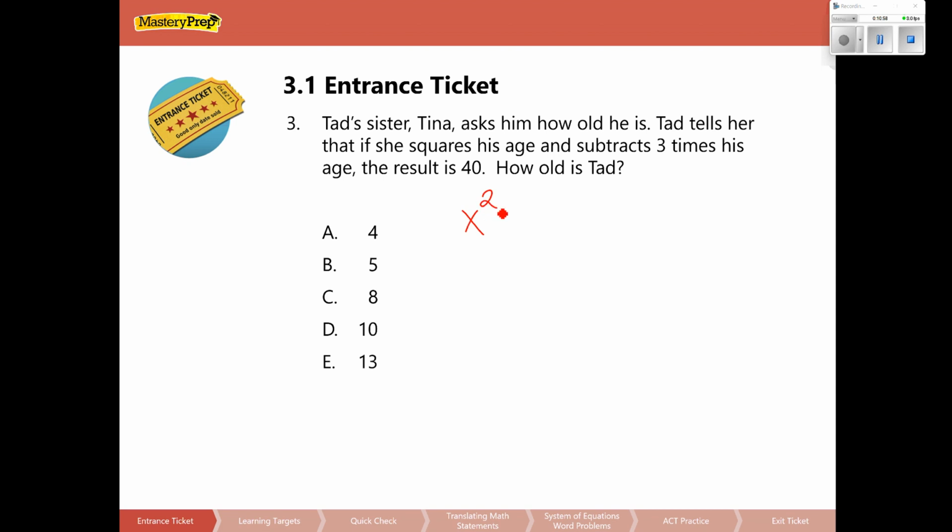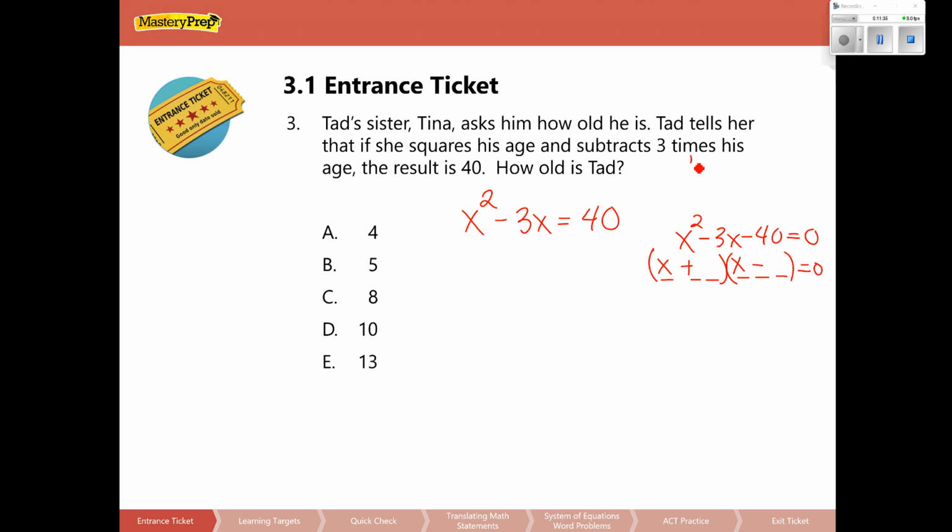So x squared minus 3x is equal to 40. So the two ways we can do this is, one, we can get this equal to 0. Say x squared minus 3x minus 40 is equal to 0. And we can factor it. Our two sets of parentheses with 3 lines. Since the third term is negative, our signs are opposite, plus and minus. The factors of x squared are x and x.